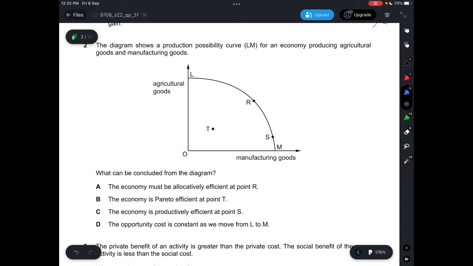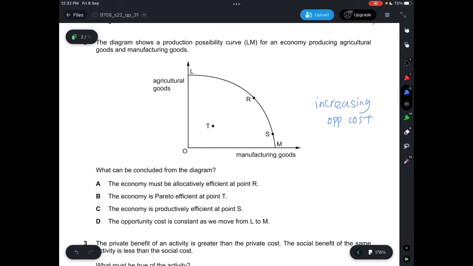Question 2, the diagram shows a production possibility curve for the economy producing agricultural goods and manufacturing goods. And what can be concluded from the diagram? So this is a PPC curve, and this PPC curve has an increasing opportunity cost. We're moving from L to M. So you can see from the four options here, let's look at A. The economy must be allocatively efficient at point R, which is incorrect.